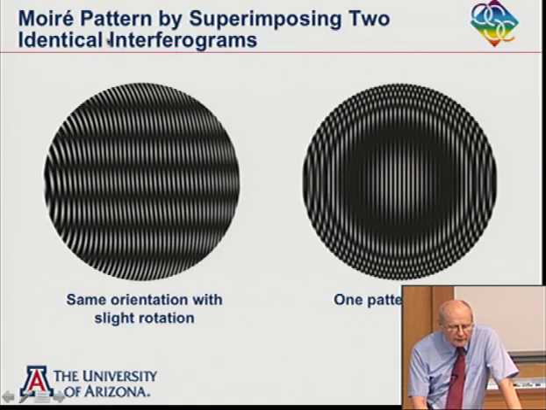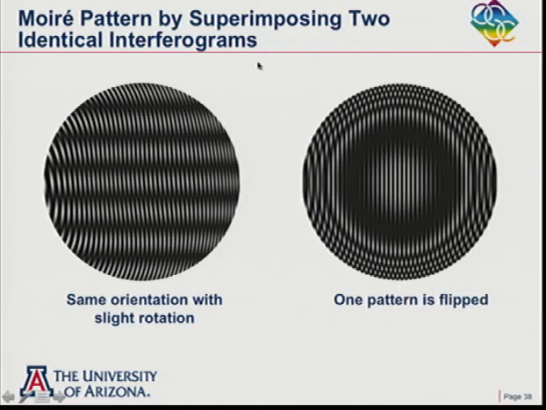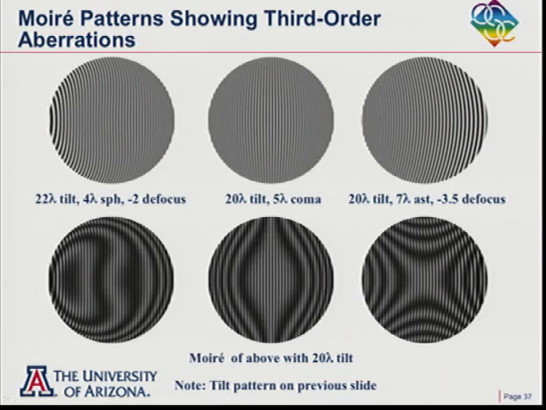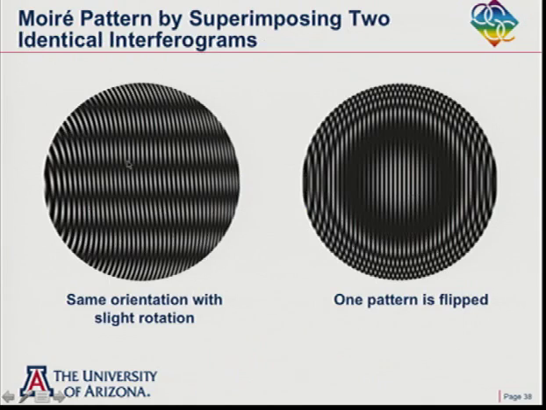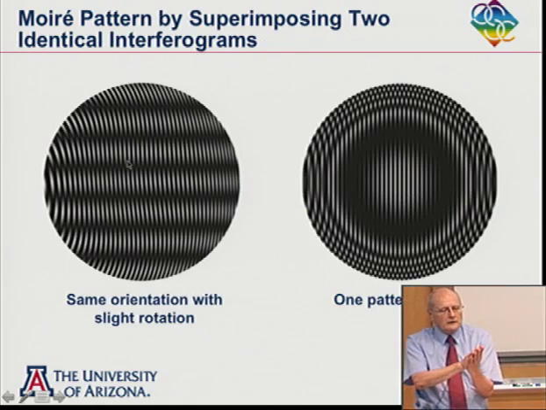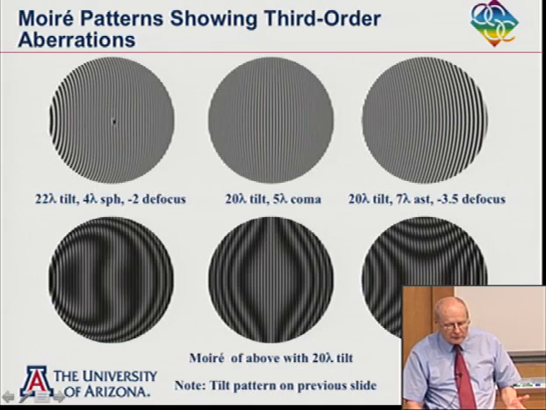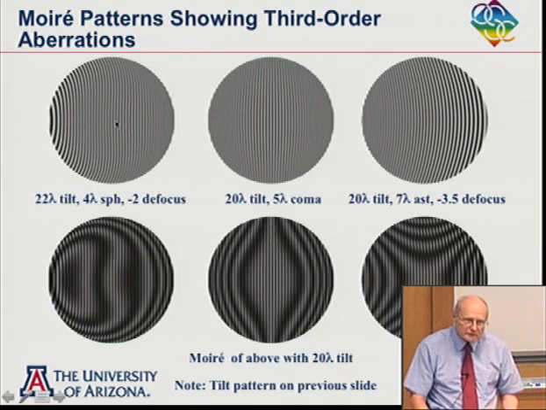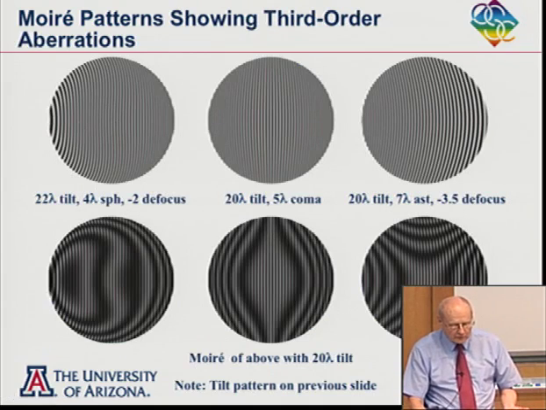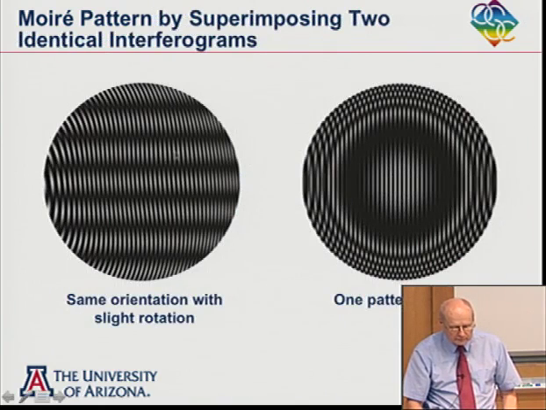Now here I have two identical patterns, and I think it was the one right here: the 22 waves of tilt, 4 spherical, and minus 2 defocus. I take these two patterns, put them on top of one another, and rotate one slightly. So I'm finding the difference between this and itself rotated a little bit. The spherical and defocus will subtract out, and I'm just going to be left with some tilt caused by the rotation. And that's what I get here, some tilt caused by the rotation.